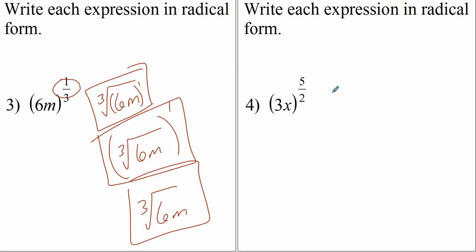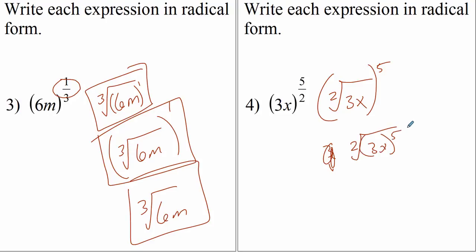Number 4, this is now a square root of 3x, all of it raised to the 5th, or the square root of 3x and all of that raised to the 5th. Do I need the square? I don't think so. You don't need to write it if you don't want to, but you can if you want to, just to make sure you understand what's going on. So that doesn't need to be there if you don't want to write it. I'm lazy. I wouldn't write it.